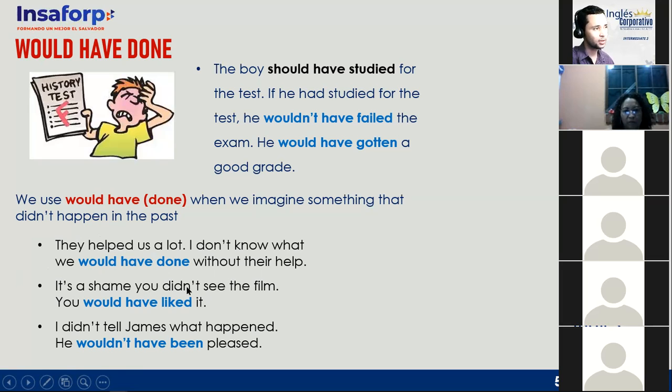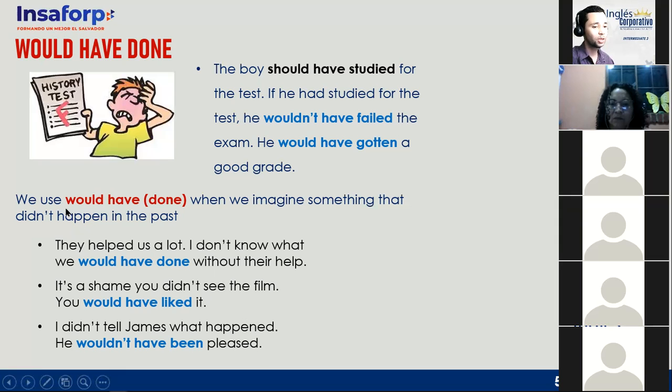It's a shame you didn't see the film. Es una lástima, right? You would have liked it. Te habría gustado. Then, I didn't tell James what happened. He wouldn't have been pleased. Okay? No le dije a James lo que pasó. No habría estado contento. He wouldn't have been pleased.